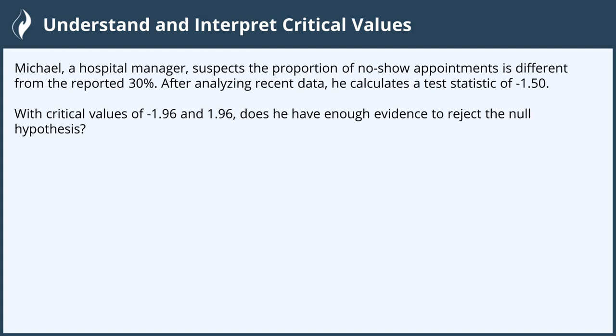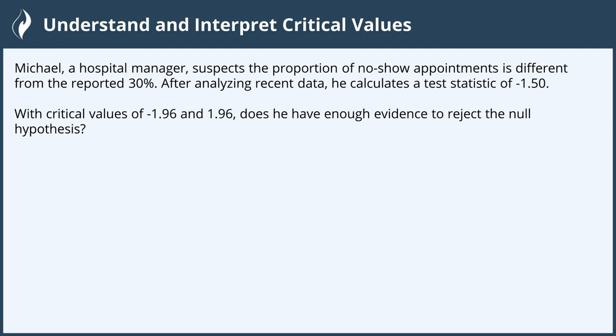Hi everyone! In this video, we will understand and interpret critical values. Michael, a hospital manager, suspects the proportion of no-show appointments is different from the reported 30%. After analyzing recent data, he calculates a test statistic of -1.50. With critical values of -1.96 and 1.96, does he have enough evidence to reject the null hypothesis?